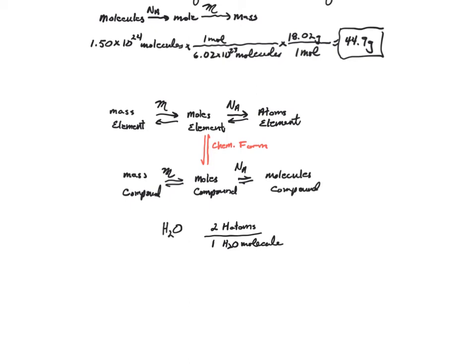Another way of looking at that is that for every 1 mole of water molecules, there's going to be 2 moles of hydrogen atoms. And again, we get that from our chemical formula.